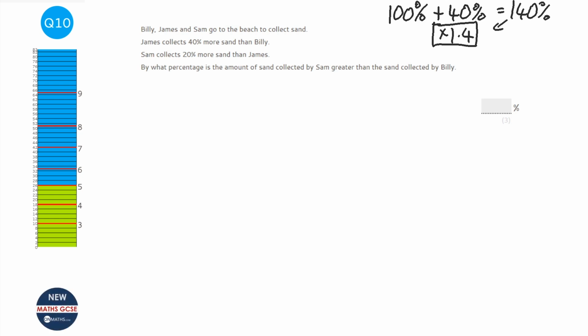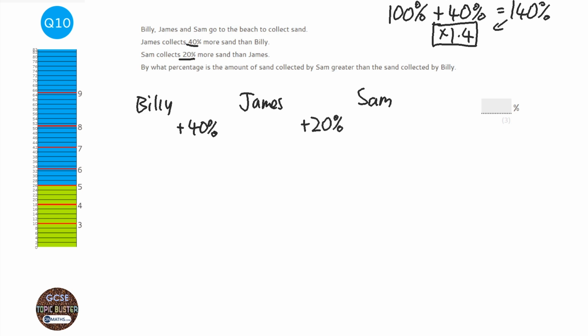So in this question it says we have Billy, we have James, and we have Sam. And we're told that James collects 40% more sand than Billy. So he's got 40% more. We're told that Sam collects 20% more sand than James. So he's got 20% more. By what percentage has Sam got greater than Billy? Okay, now the obvious answer is 60. And if you write 60, unfortunately, you're not going to get the right answer.